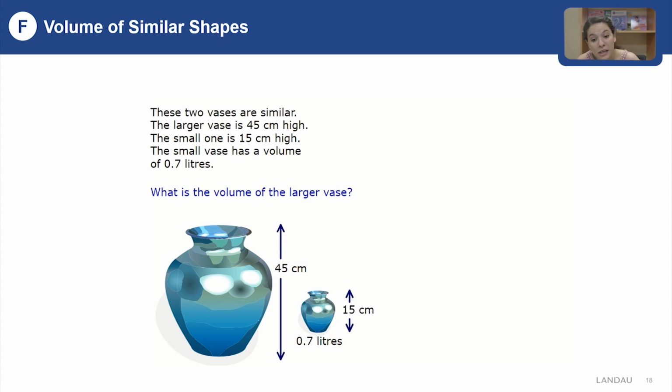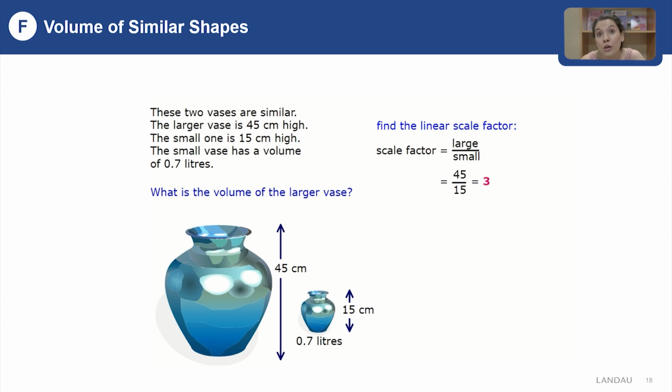In order to find the volume of the larger vase, we have some steps that we have to follow. So let's start from the beginning. First, we have to find the linear scale factor. In order to find the linear scale factor, we have to know the ratio of large height to small height. Here we have 45 over 15, which is 3.